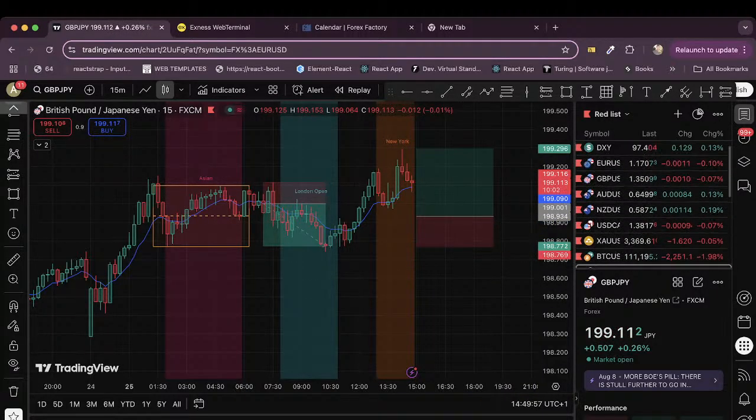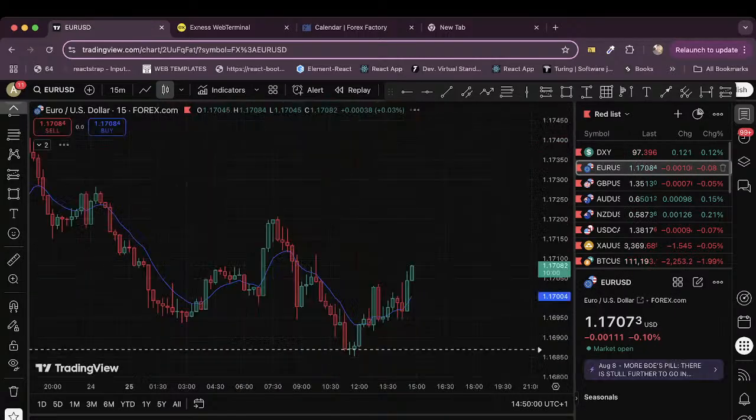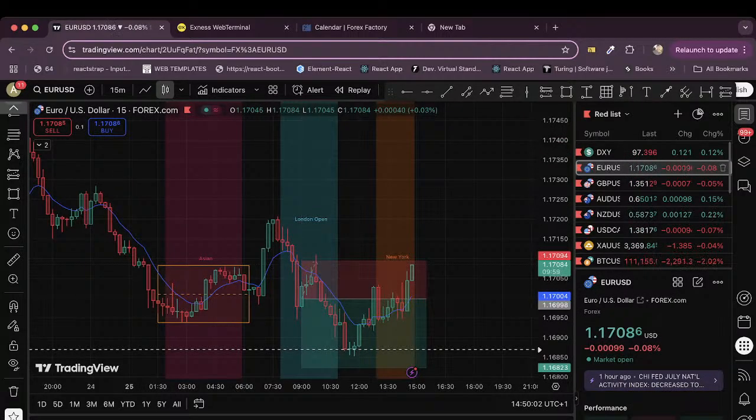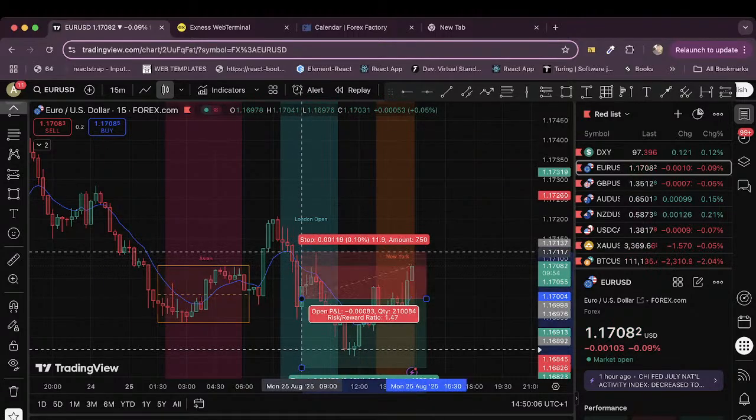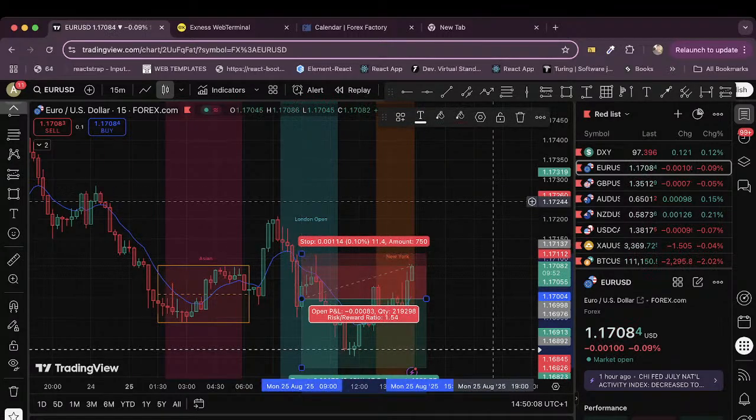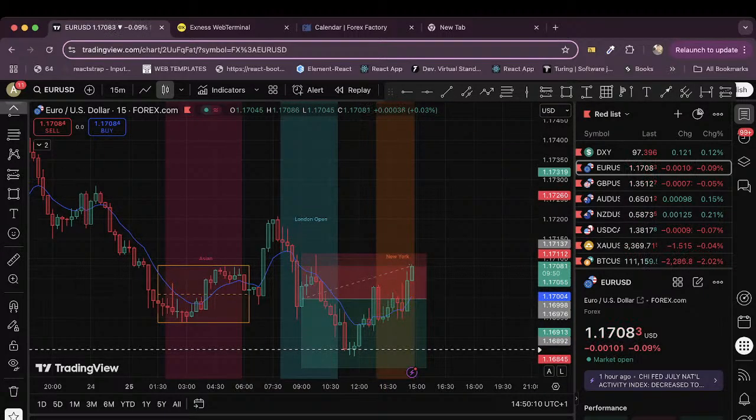For this guy on Euro USD, this will hit my stop loss anytime from now. Remember, my stop loss is around there. Anyway, let me adjust it properly, but it's going to hit my stop loss anytime from now. From the way I see it, it's going to hit my stop loss on that guy.